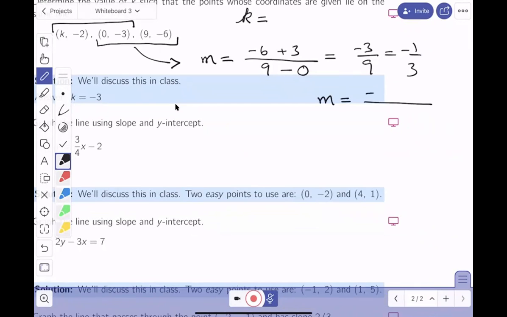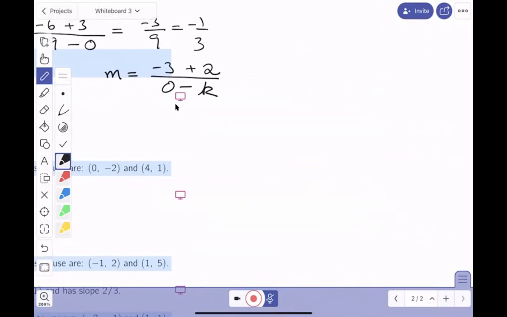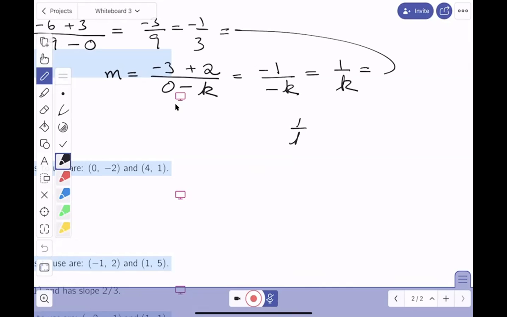It's -3 minus a -2. That's not so bad, right? -3 minus a -2, and then 0 minus K. I know this is tough. Let's keep moving. What do you get? -1 on top, minus K on bottom. What does that give me? 1 over K. This slope must be equal to that guy's slope. Must be. They're on the same line. So let's write this down. 1 over K is equal to -1/3.